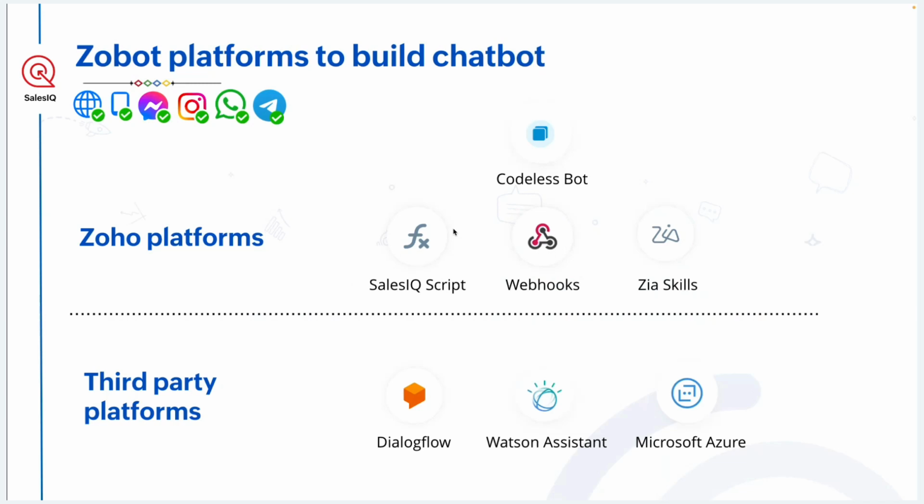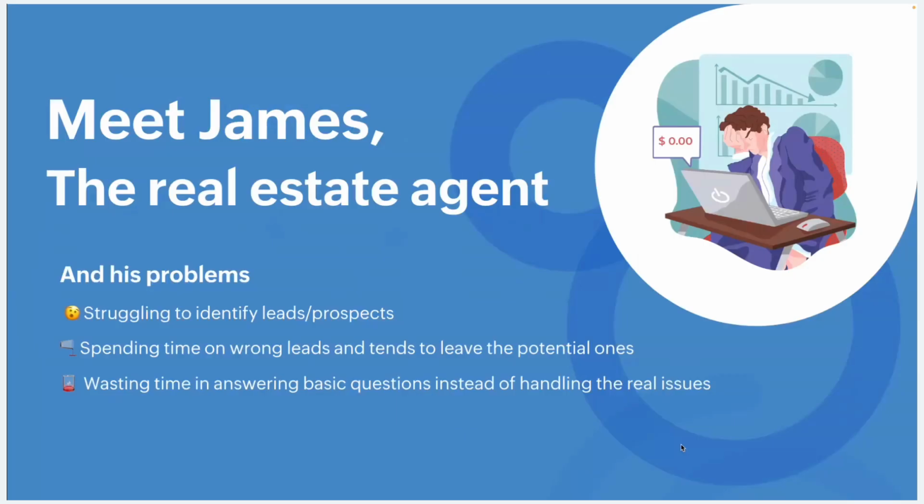If you have your own chatbots on your own external server, you can hook those bots with SalesIQ by using Webhooks. And if you have Zia skills, Dialogflow, Watson instance, or Microsoft Azure, if you have bots in these services, you can connect those bots with SalesIQ and deploy them for your visitors. So these are the 7 different platforms to build Zoho bots.